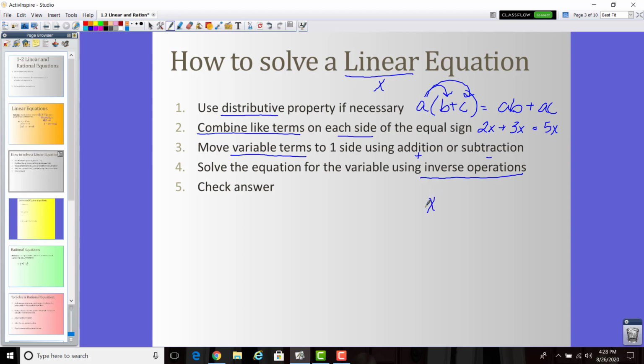So inverse operations are things like multiplication and division, and addition and subtraction. When you're dealing with multiplication and division, you want your inverse operations to equal a value of 1. When you're doing inverse operations for addition and subtraction, you want those to equal a value of 0.